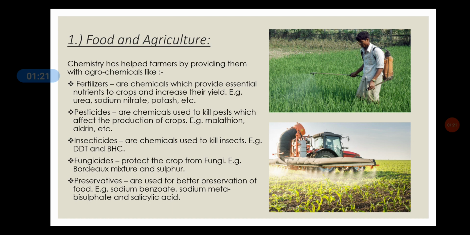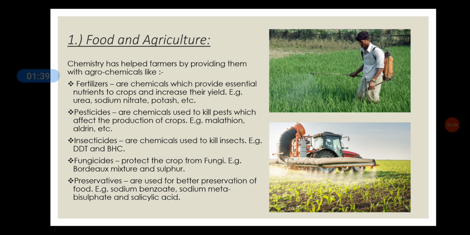Fertilizers. These are chemicals which provide essential nutrients to the crops and increase their yield. Some of the fertilizers which are used by the farmers are urea, sodium nitrate, potash, etc.